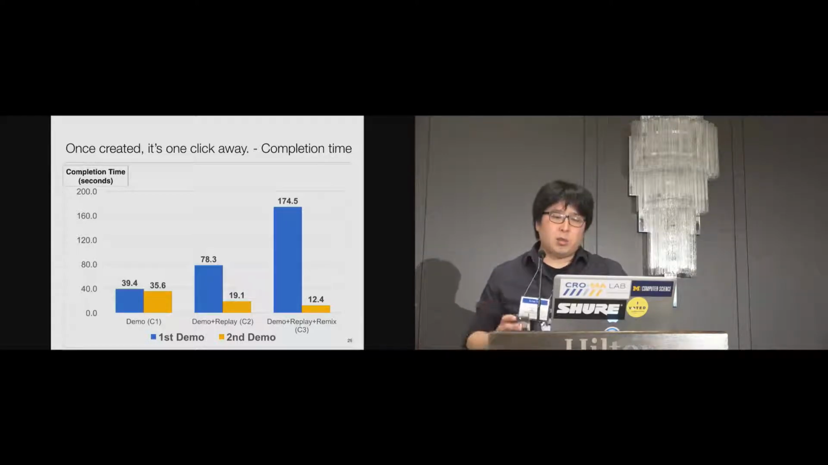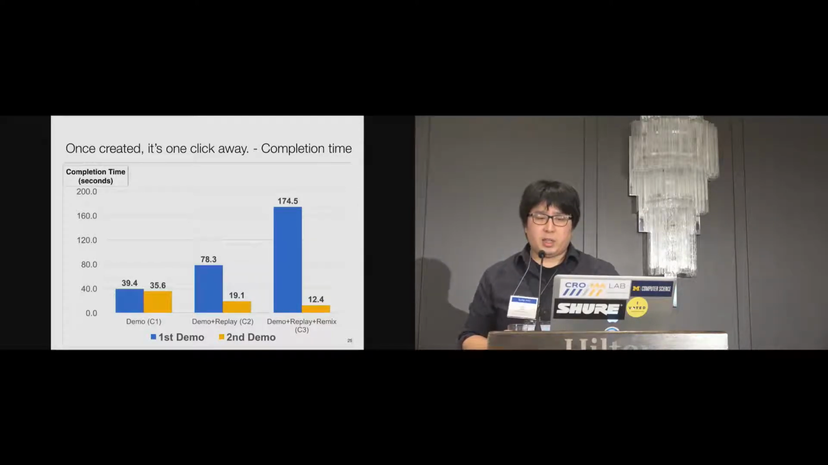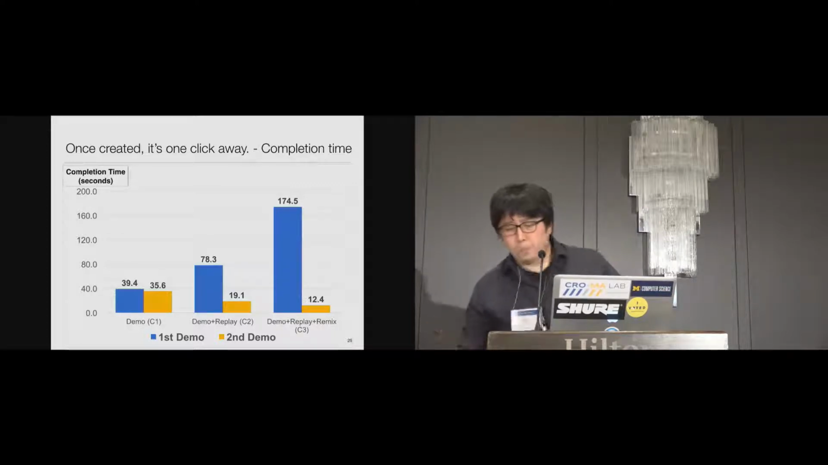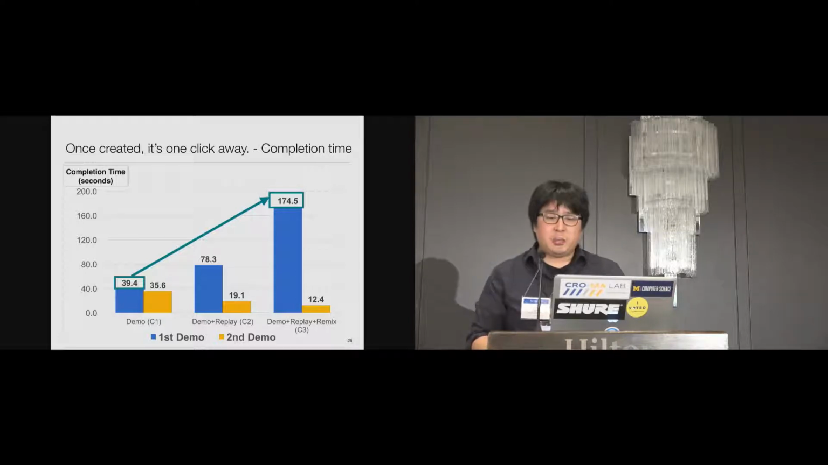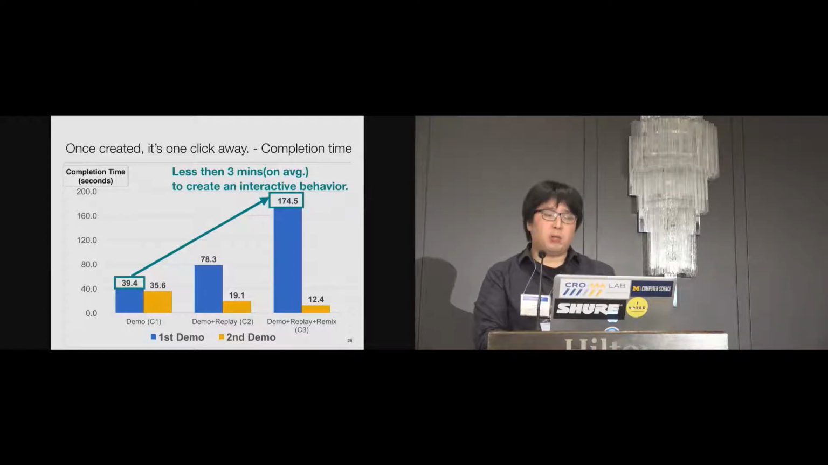Again, we asked crowd workers to demonstrate the behavior 2 times. This figure shows the completion time of the first trial and the second trial for 3 conditions. Apparently, creating behaviors in SketchExpress comes at the price of needing more time to refine the behaviors. Still, workers were able to create one interactive behavior in 174.5 seconds on average, which is less than 3 minutes.